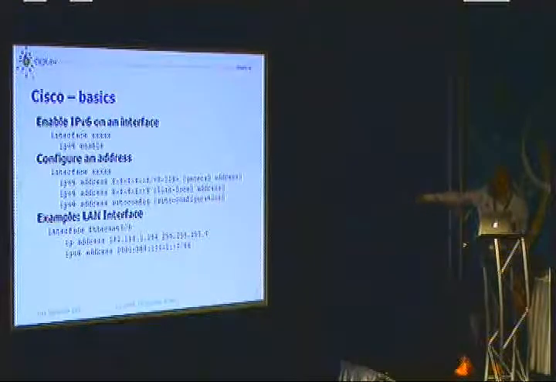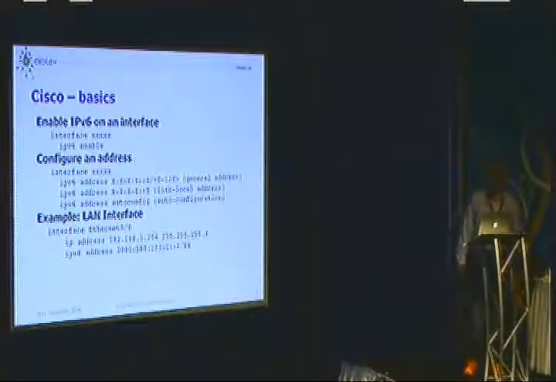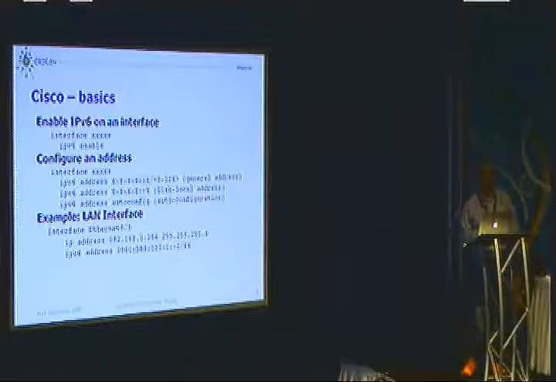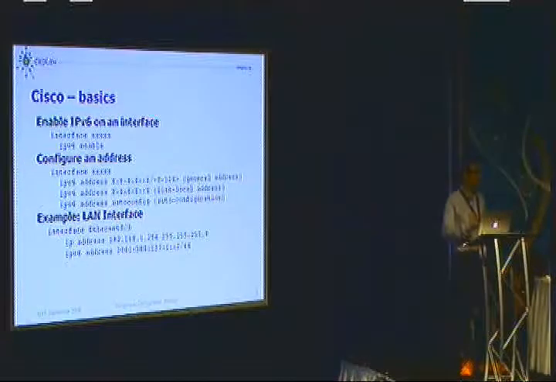In this case, we don't use a mask. As you see, in V4, we use a mask, the complete mask. In V6, we use the CIDR notation. In this case, it's a /64. That is the default configuration that you have to use in all your subnets, unless you have a very good reason to use a /126, /127, or something shorter. We recommend to use a /64.